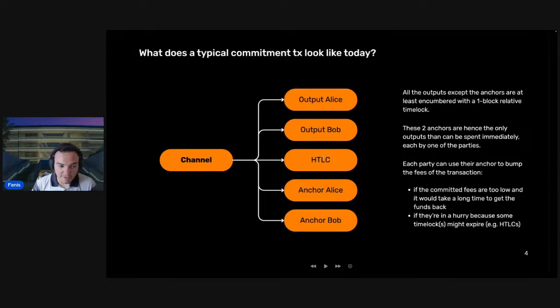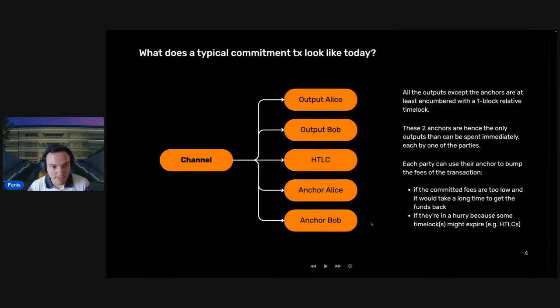So this can be of various sizes. And then you have two additional outputs, one for Alice and one for Bob, which are called anchor outputs. And basically, when this commitment transaction is published, that means that we are doing a force close of the channel. So one of the parties, either Alice or Bob, decided to close the channel and publishes the last state of the channel on chain. So the last commitment transaction.